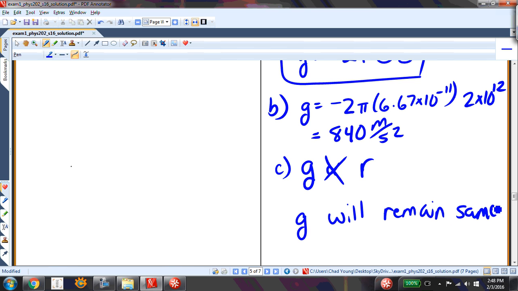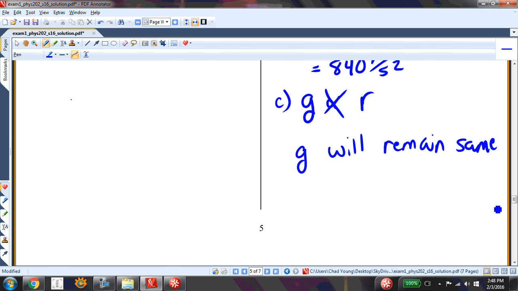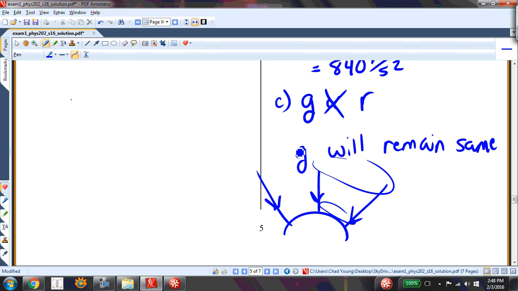Which is kind of counterintuitive, because we live in this spherically symmetric world where the acceleration due to gravity decreases as you go up. Imagine this. This is our Earth. Our gravitational field lines are like this. The field lines are close together here, farther apart here. As you go farther away, the acceleration due to gravity will decrease.